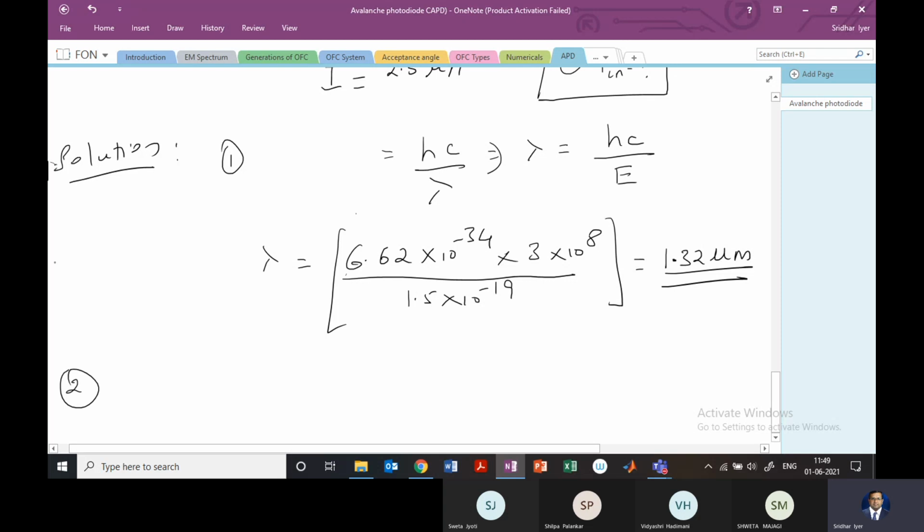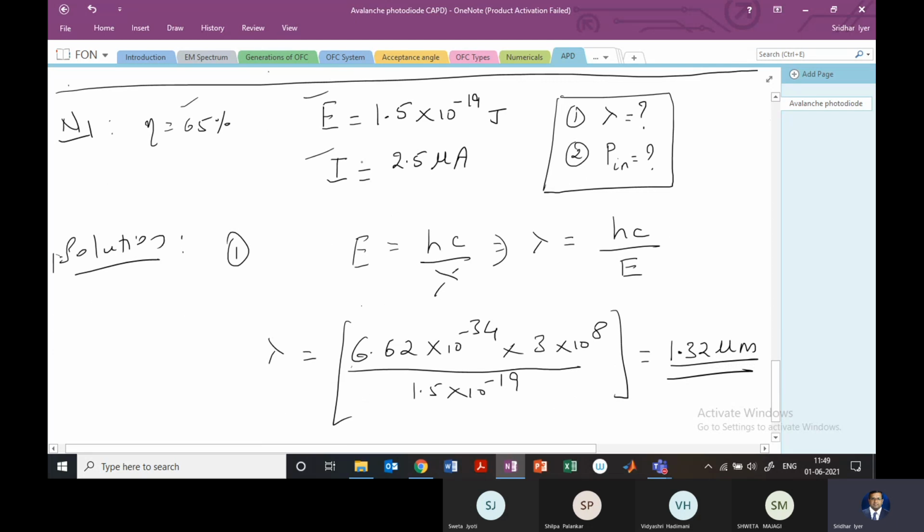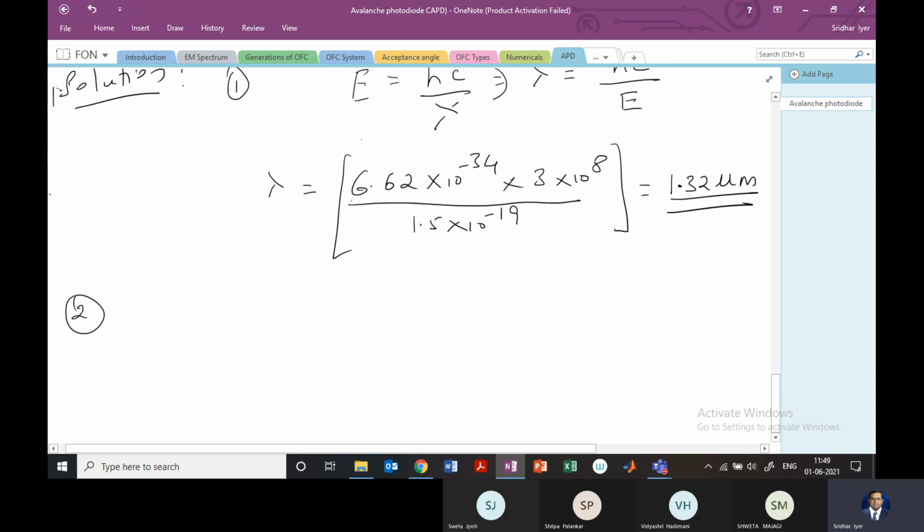In the second part, we need to calculate the input power, that is incident optical power, and we are given the other parameters. So this is what it looks like diagrammatically. We have a photo detector, so I'll draw a diode. Photons are going to be incident on this photo detector, and what it is going to generate here is the current. So this is your photo detector.